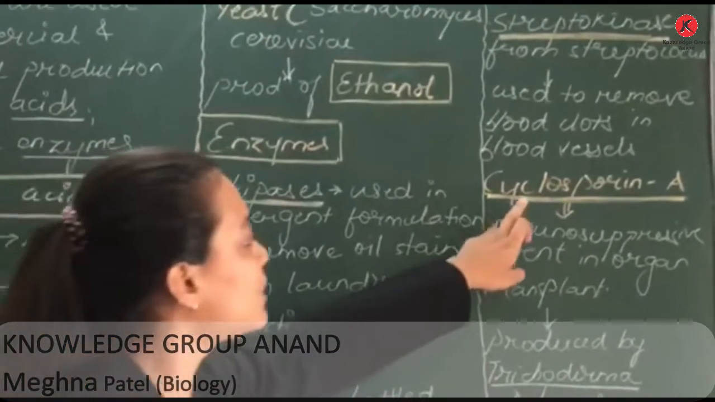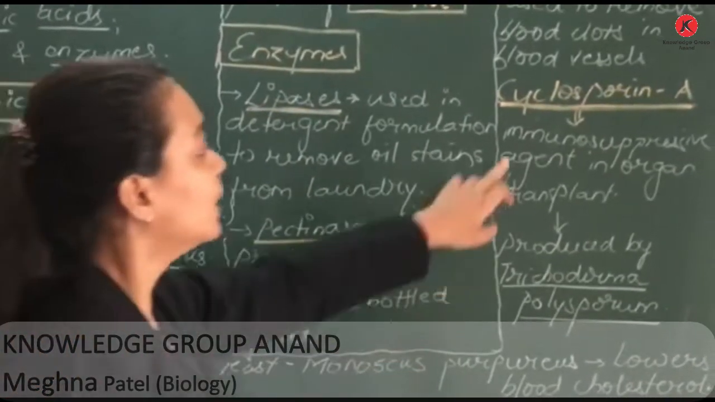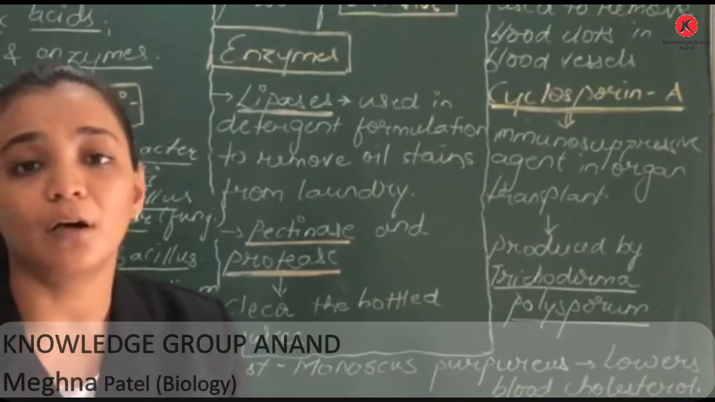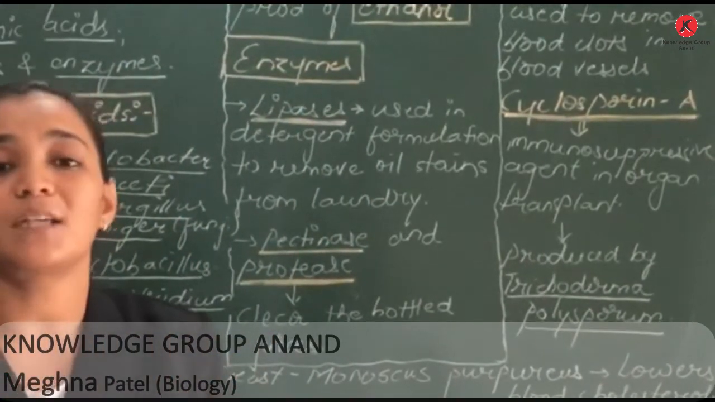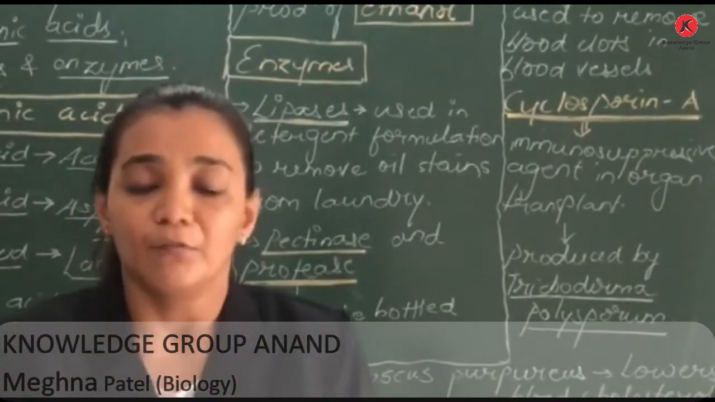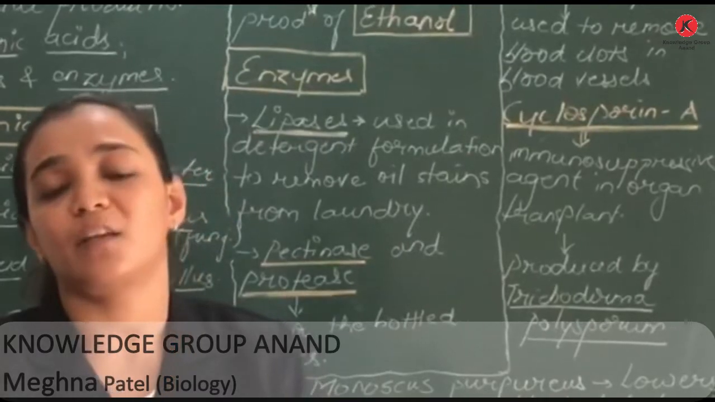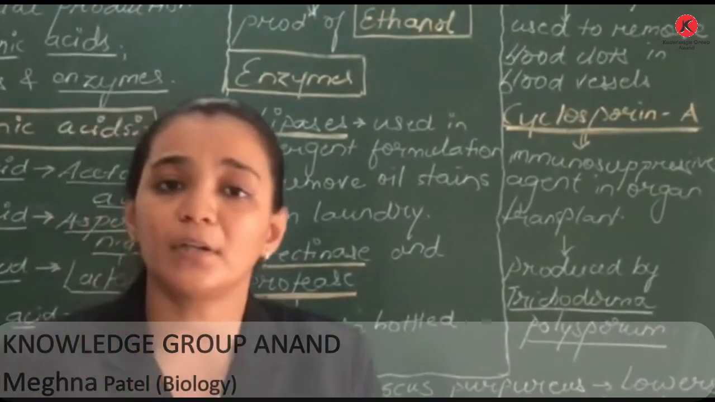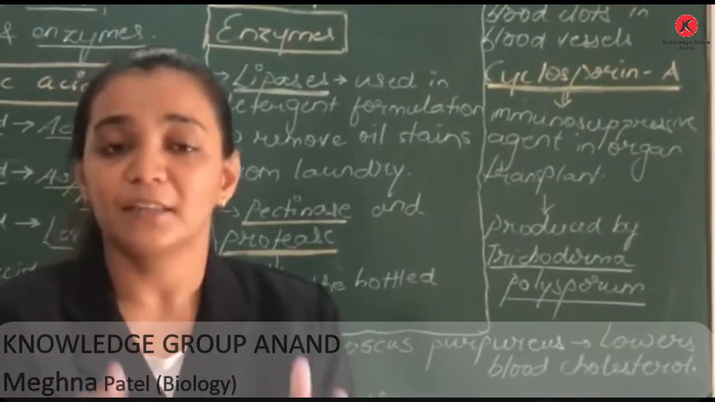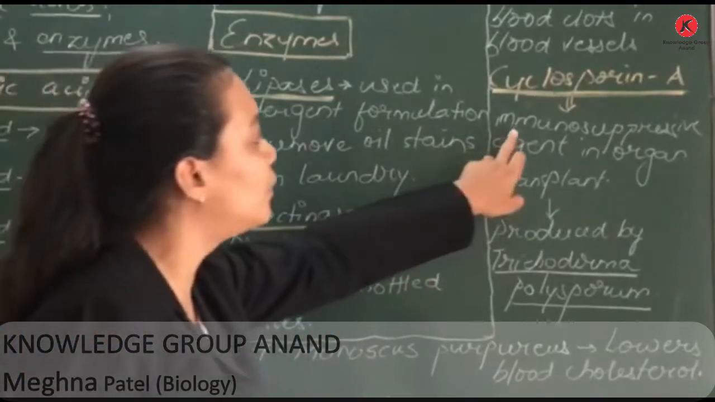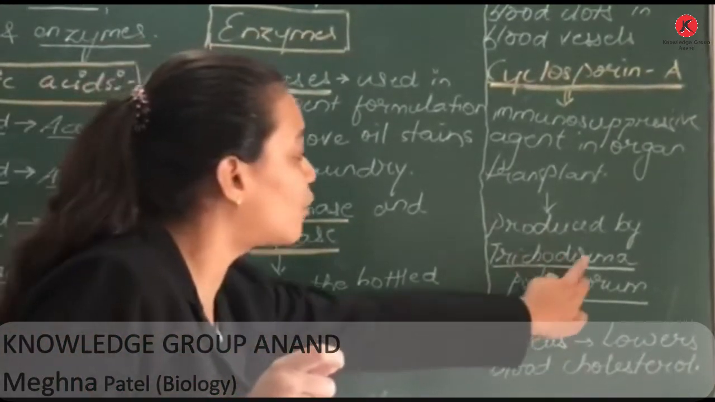Now another bioactive compound is cyclosporin A. Very importantly, remember the name of the organism that produces it, Trichoderma polysporum. It is an immunosuppressive agent. During an organ transplant, our immune system is very strong and will immediately react and not accept any foreign organ. So immunosuppressive agents are given so that your immune system can be suppressed for a short interval of time. This suppression is done using cyclosporin A, produced by Trichoderma polysporum.